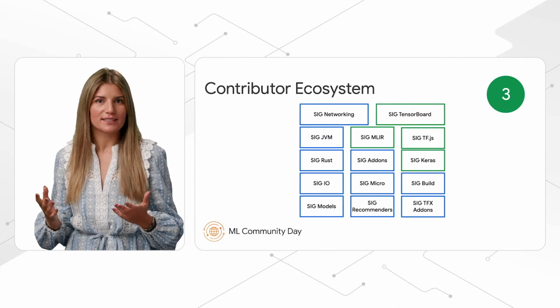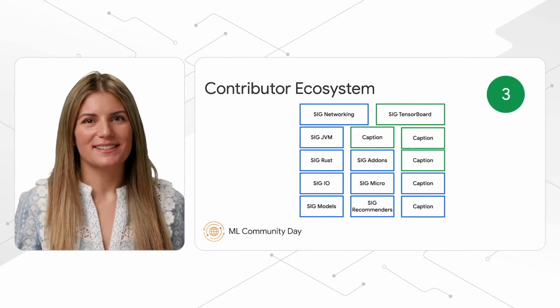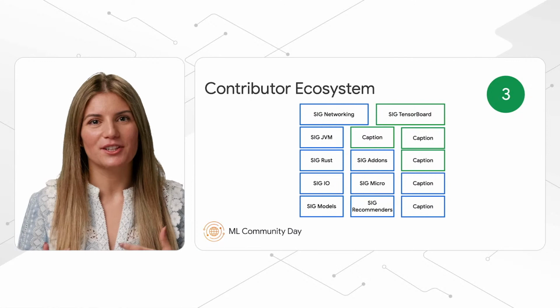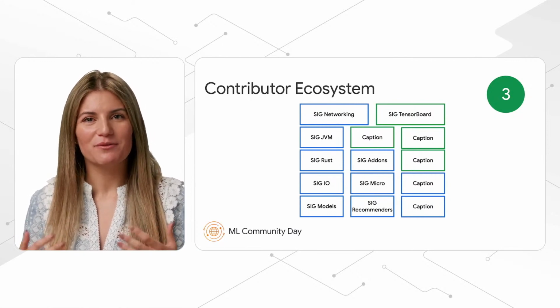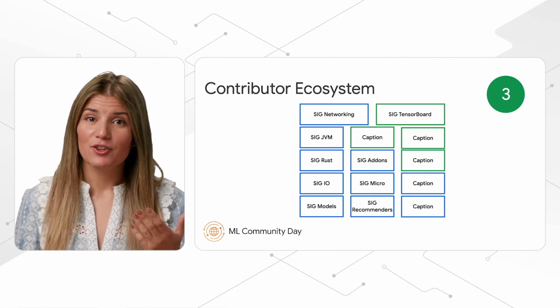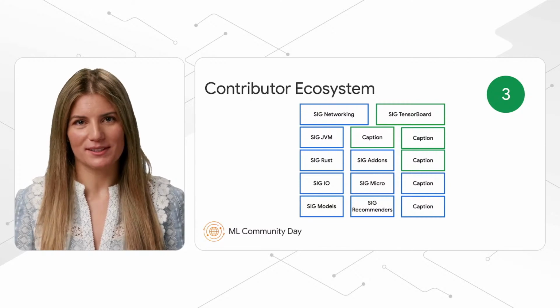Currently, we have 14 SIGs, and I would like to highlight the latest addition to the SIG program, the TensorFlow Recommenders Add-ons project, which makes large-scale recommendation easier and widely adopted in the community. If you are interested in contributing to any SIGs based on the parts of TensorFlow that you enjoy or care about the most, head to GitHub for more information on how to join. You can also request a new SIG, and we are here to guide you through the process.